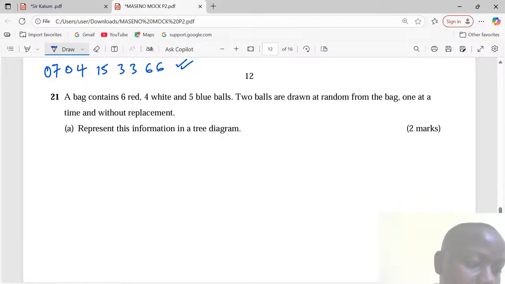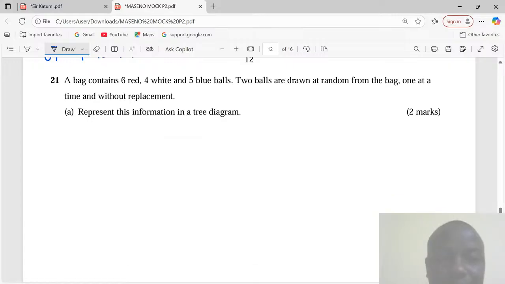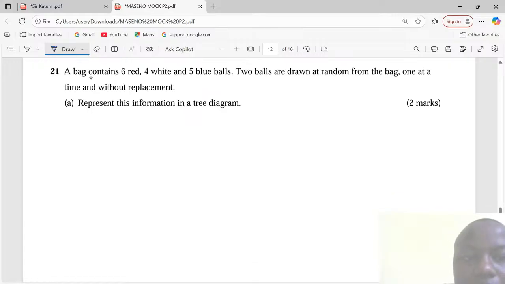I want to show you how to come up with a probability tree diagram without struggling. A bag contains 6 red, 4 white, 5 blue. How many options are those?